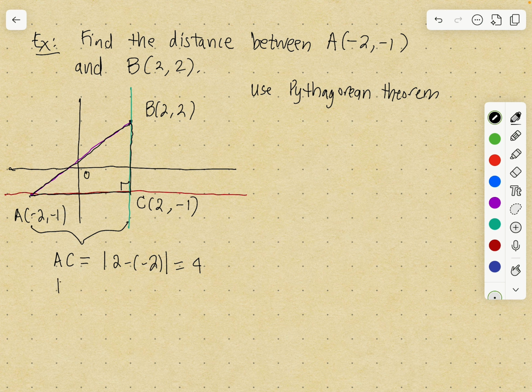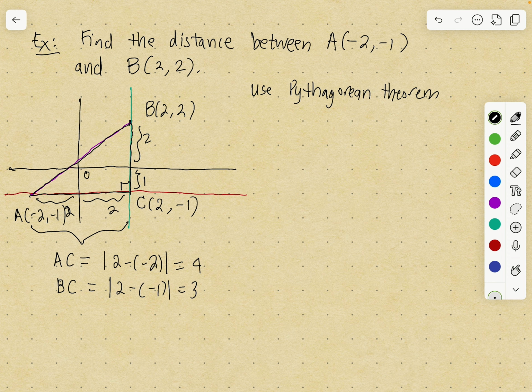And similarly, to find the distance from B to C, I can just take the absolute value of the difference of the y-coordinates. That's 2 minus -1, that's 3. Because I went 1 unit here and then 2 units here, that makes a total of 3. And for AC, I went 2 units to get from A to the y-axis, and then 2 units to get from the y-axis to C. So I get 4 for AC.